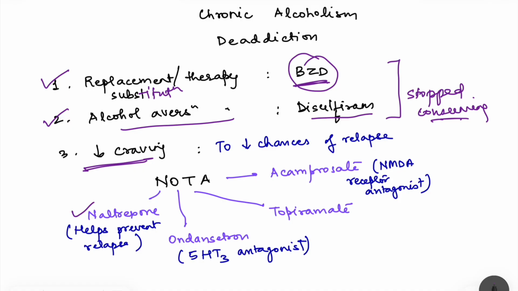Naltrexone is there, which is an opioid antagonist, so it helps prevent relapse. Then we have ondansetron, that is the 5-HT3 antagonist. Topiramate, an anti-epileptic drug, has also been found to decrease craving. And another is an NMDA receptor antagonist, that is acamprosate. So you can remember this with the mnemonic NOTA: naltrexone, ondansetron, topiramate and acamprosate. These drugs decrease the craving and hence decrease the chances of relapse.